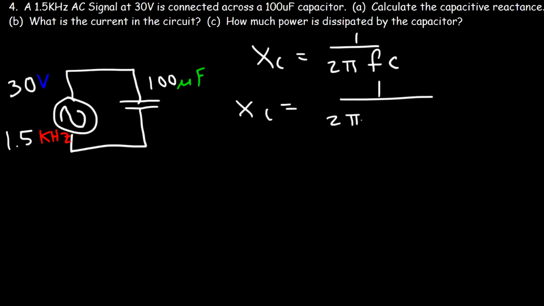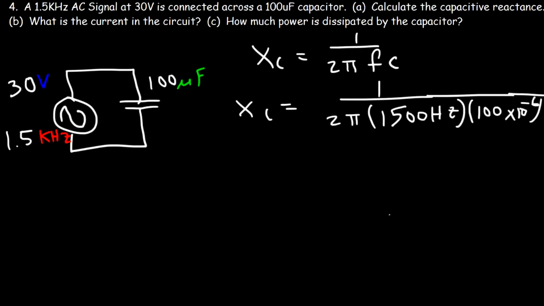So it's 1 over 2 pi times the frequency. 1.5 kilohertz is 1500 hertz. You got to multiply it by 1,000 to convert it to hertz. And 100 microfarads is basically 100 times 10 to the minus 6 farads. So anytime you hear the word kilo, it's 10 to the 3. Mega, 10 to the 6. Milli, 10 to the minus 3. Micro, 10 to the negative 6. So if we multiply 2 pi times 1500 times 100 times 10 to the minus 6, you should get 0.9425. And 1 divided by that number is 1.061. So this is the capacitive reactance of the circuit.